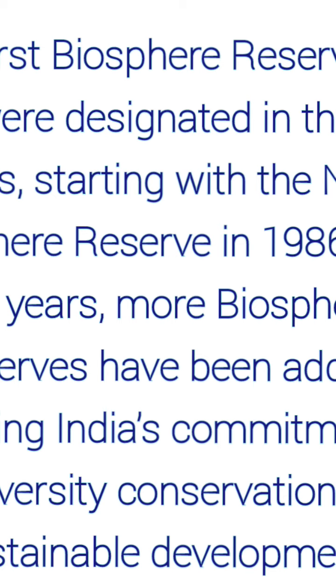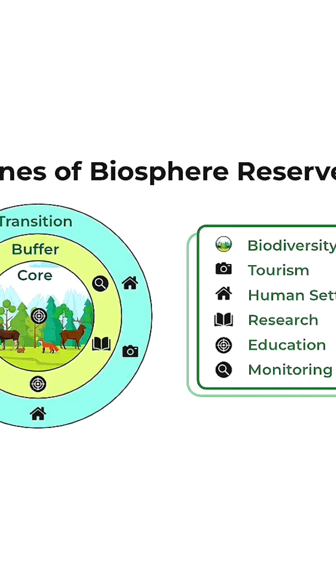The first biosphere reserve in India was designated in the early 1980s, starting with the Nilgiri Biosphere Reserve in 1986. Then, over the years, more biosphere reserves have been added, reflecting India's commitment to biodiversity conservation and sustainable development. Biosphere reserves are divided into three main zones.